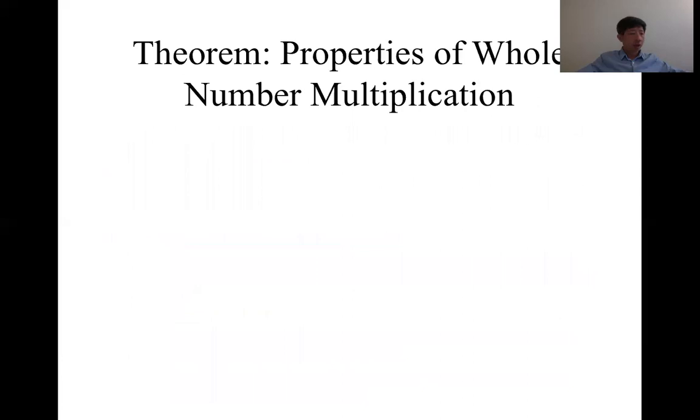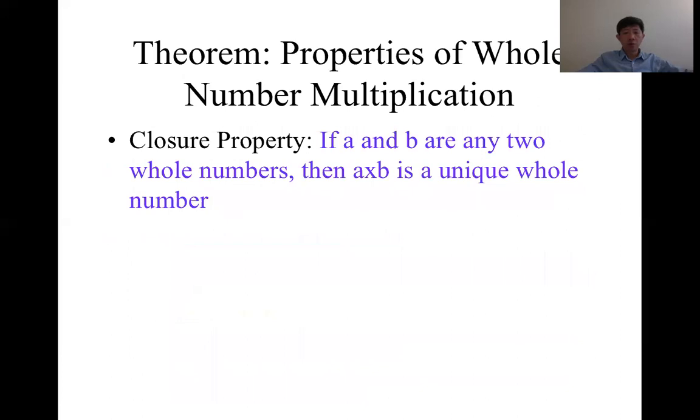And then here is a theorem. Here's a theorem for properties of whole numbers. Closure property: if A and B are any whole numbers, then A times B is a unique whole number, right? For example, we have 2, and then we can times 3. The closure property means 2 times 3 equals 6, and 6 is a unique number, right? Same as 2 times 5, 10 is a unique number, right? Okay.